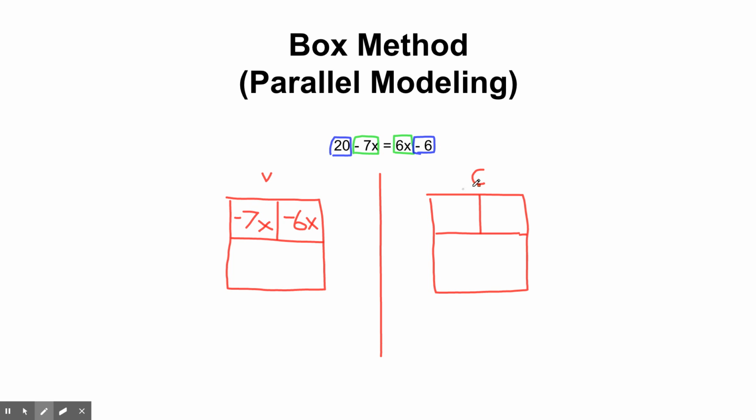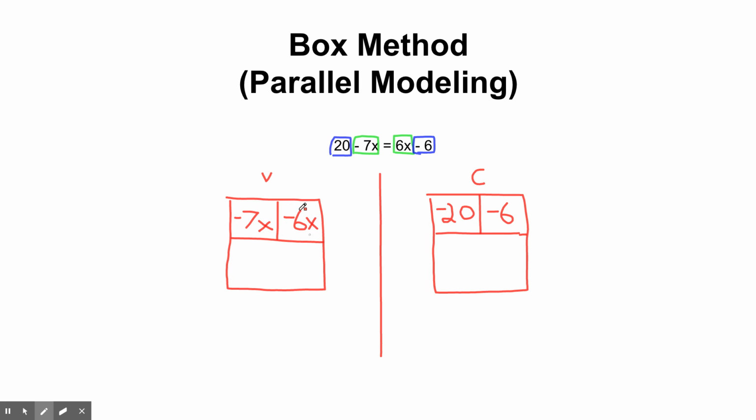Now let's do the same thing with our constants. Here are my constants in blue. Here's a 20. I'm moving it over here, but I'm crossing this line, so I need to flip the sign. That now becomes a negative 20. This negative 6, I'm moving it here. I didn't cross the line; I'm on the same side. So we just keep that as negative 6. Here I have the top portion of my boxes filled in.